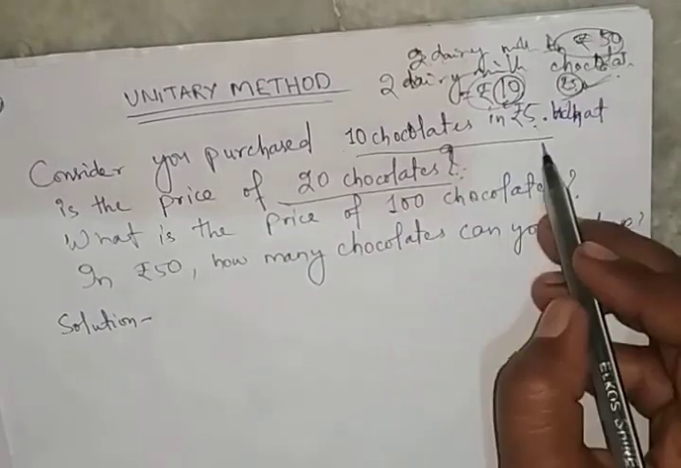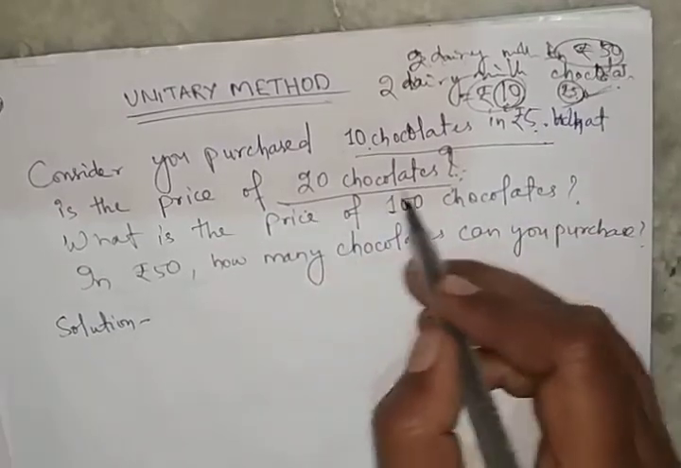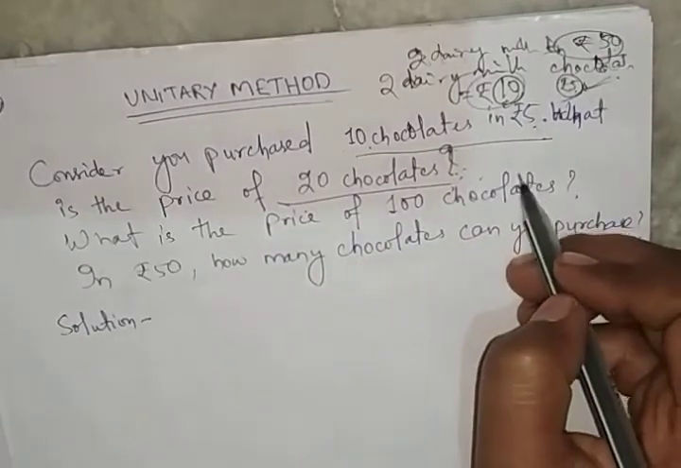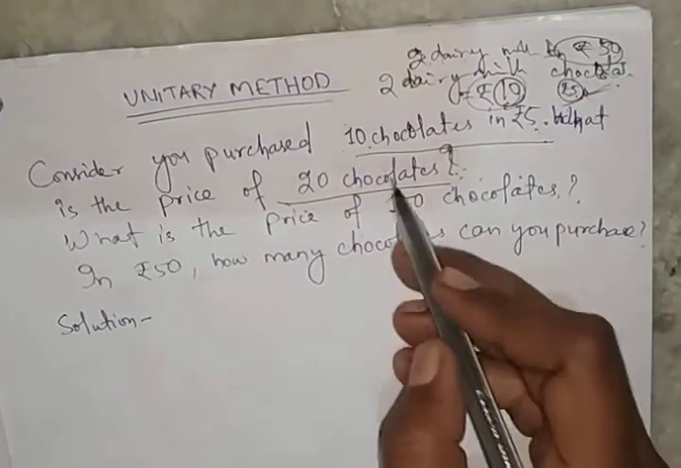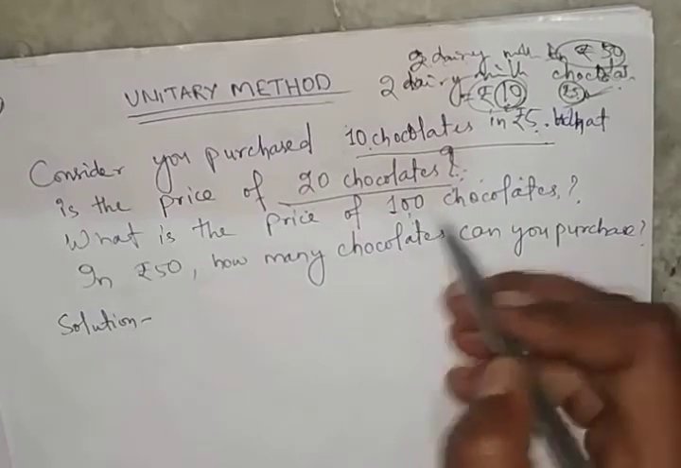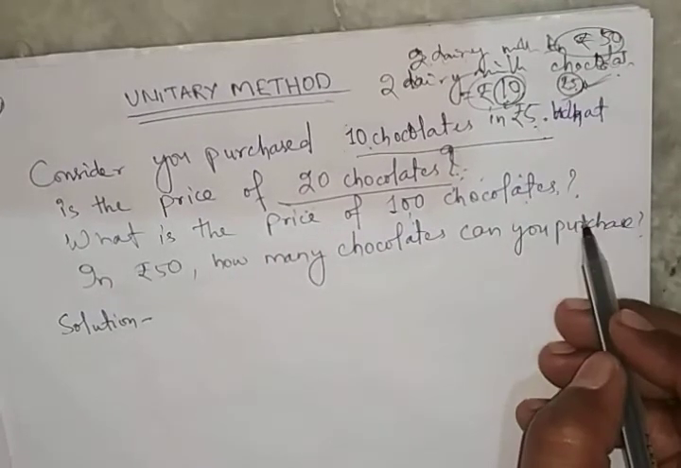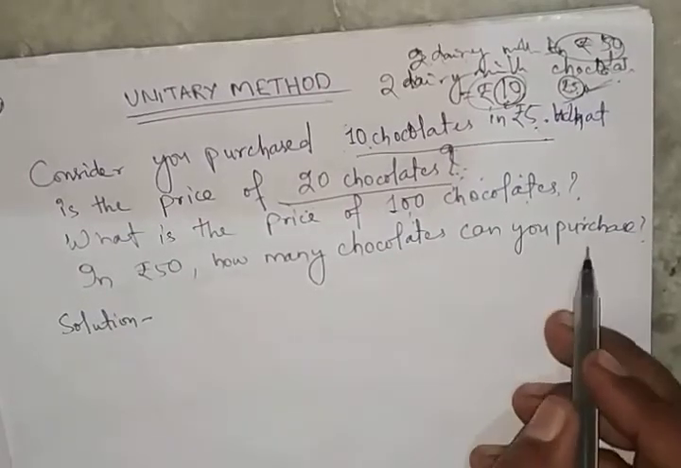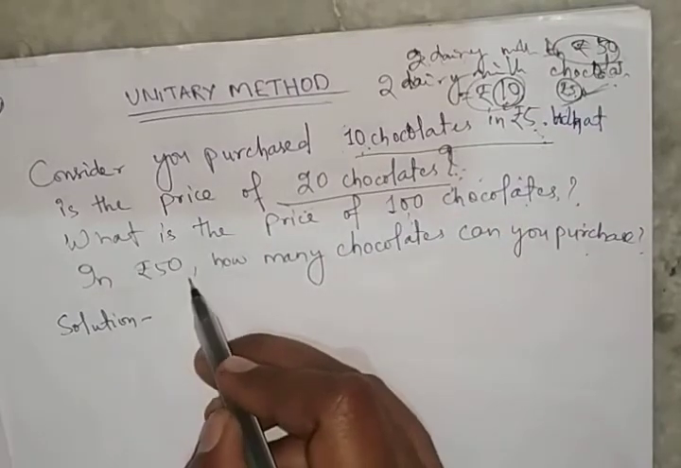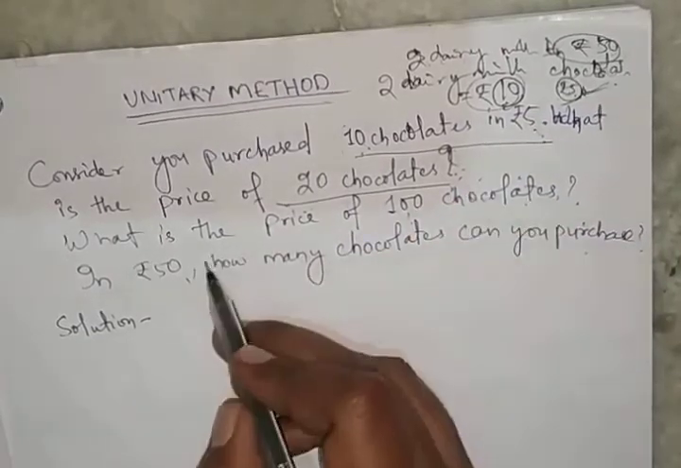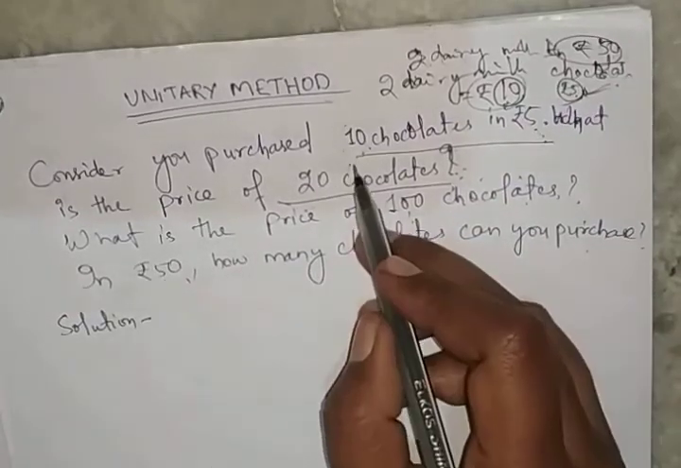If you buy 10 chocolates for 5 rupees, then 20 is double of 10, so 20 chocolates will cost 10 rupees. What is the price of 100 chocolates? 10 tens are 100, so 10 times 5 is 50 rupees. In 50 rupees how many chocolates can you purchase? If 5 rupees gets 10 chocolates, 5 times 2 is 10, so 50 rupees times 2 gives 100 chocolates.